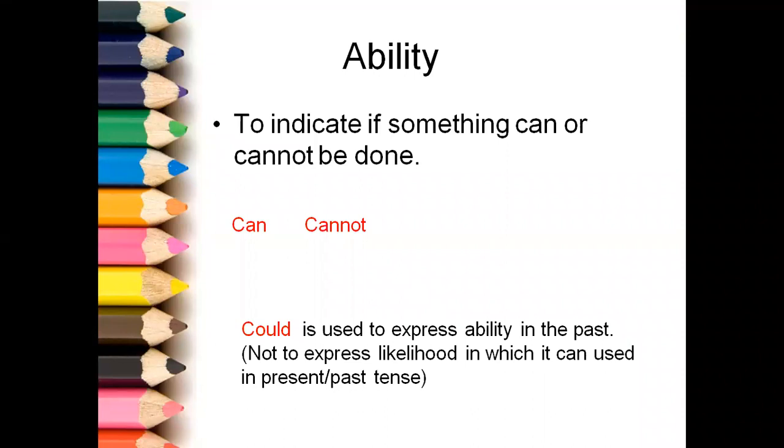Now other than these, we can also use modal verbs to ask for help, whenever you want to ask somebody for some kind of help. Could you please help me? Can you please help me in lifting this chair? May I come in? May I come in? Here you're taking permission.